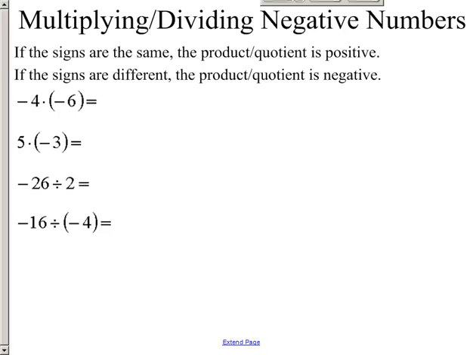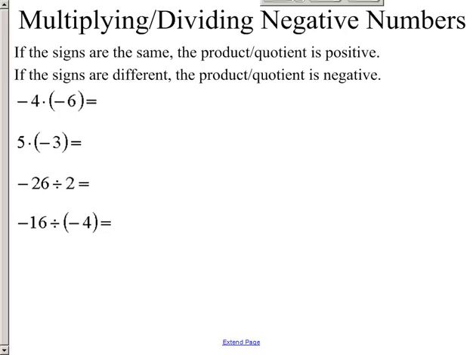Multiplying and dividing negative numbers. Here's a slide. Go ahead and get these problems written down, then we'll come back and work on them. If the signs are the same, then the product or the quotient will always be positive. If the signs are different, then the product or quotient is negative. If you multiply same signs, you get a positive. Multiply different signs, you get a negative. If you divide same signs, you get a positive. If you divide different signs, you get a negative.